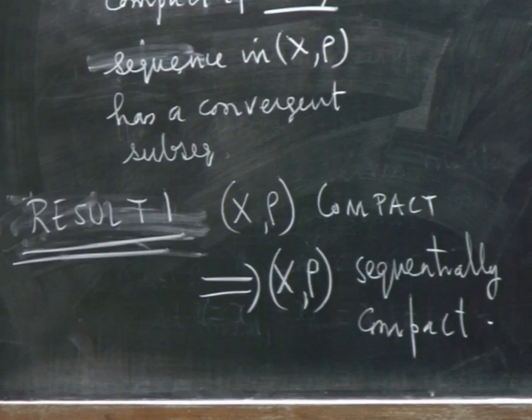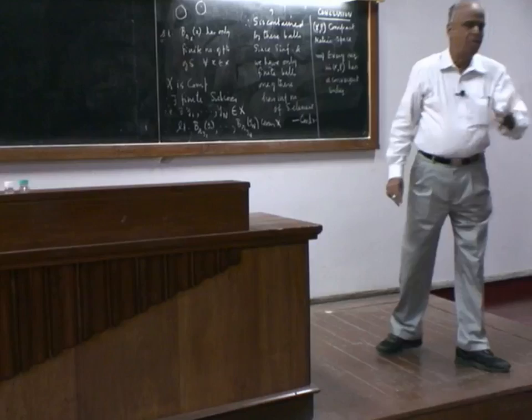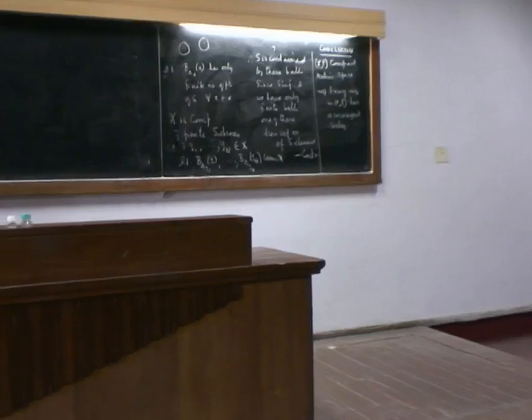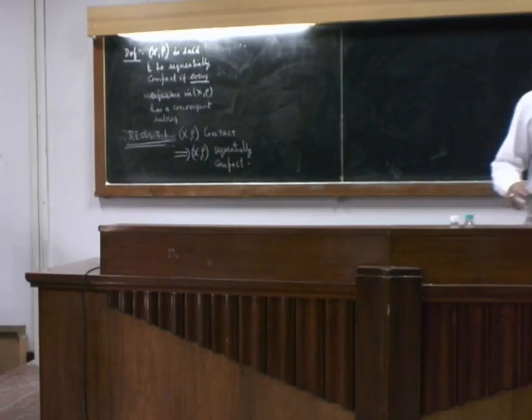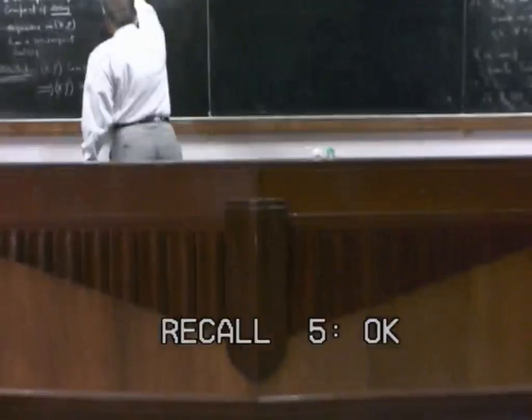Now, if I prove any property for a sequentially compact metric space, it will be automatically true for a compact metric space, because every compact metric space is also sequentially compact. It looks a little more manageable. Covers and all look very terrible, which I am not used to, but convergence and all I am very much used to. So I brought it down to that level. So now let us look at a sequentially compact metric space.